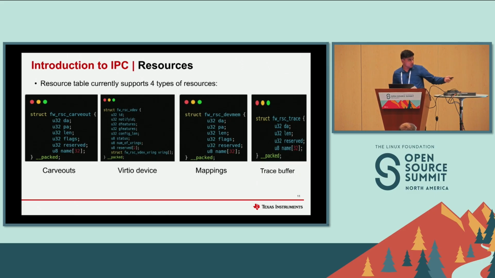Similar to that, we have a VirtIO device. This is very important to set up IPC. Each VirtIO device would typically have 2 V-rings. V-rings are nothing but circular buffers, you can think of it that way.